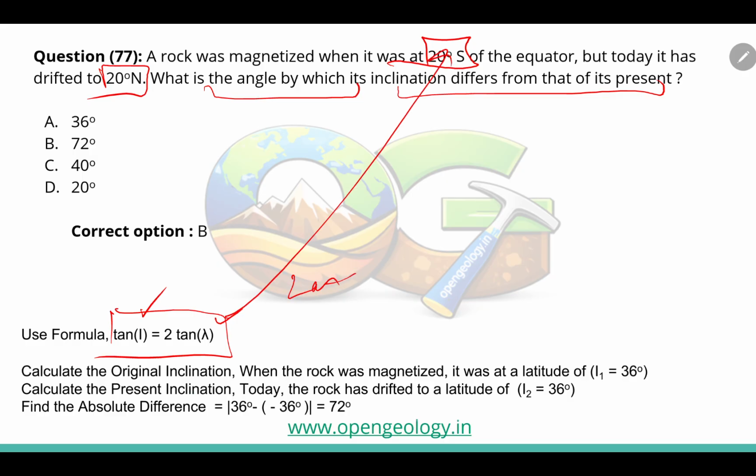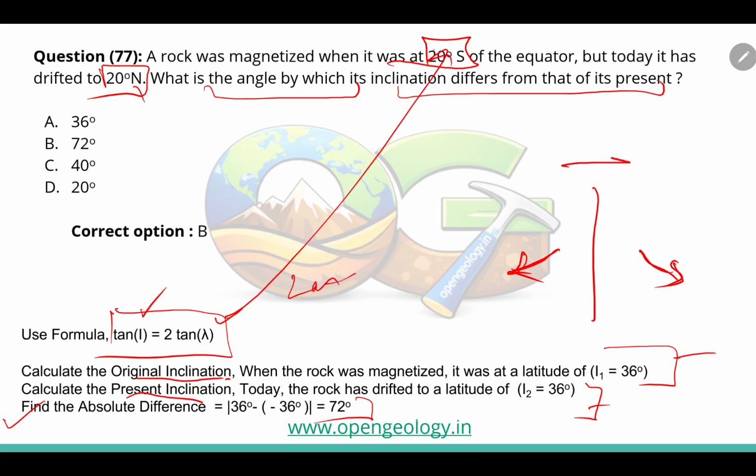It was 20 degrees south. Calculating the original inclination at 20 degrees south, it is 36 degrees. Present inclination at 20 degrees north, again it is 36 degrees. Then the absolute difference will be 72 degrees, because in the southern direction the difference will be in the dip angle. One side it is dipping this side and the other is dipping on this side, while on the equator it is horizontal. So the correct option will be B, that is 72 degrees.